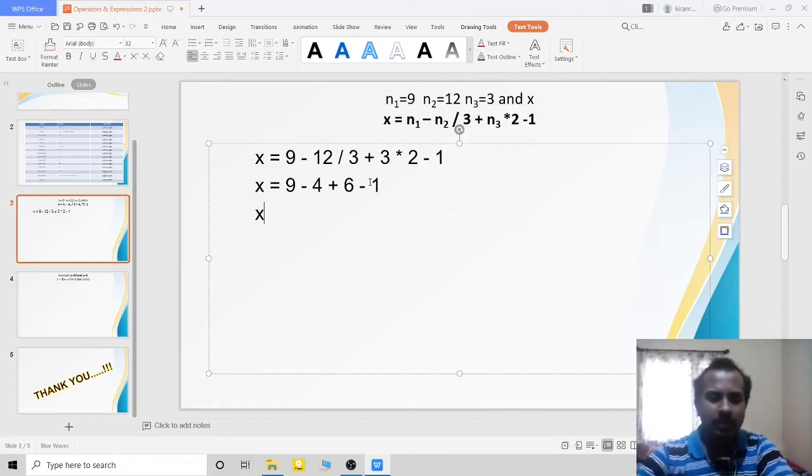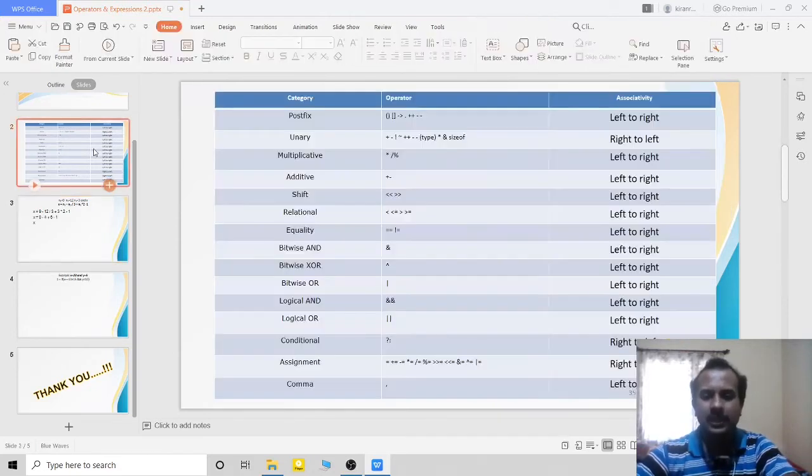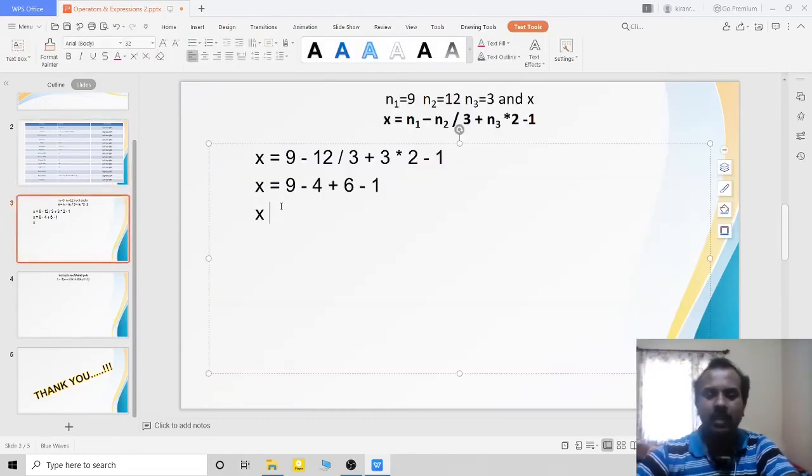Now the next step: I have the minus symbol and the plus symbol, so I have to check the precedence again. As I already mentioned, if the operators have the same precedence, no one is higher. Plus is not higher and minus is not higher. They have the same precedence, okay? But how should it be executed? It should be executed from left to right. Right to left would mean you first solve 6 minus 1, then 4 plus 6, then 9 minus 4.